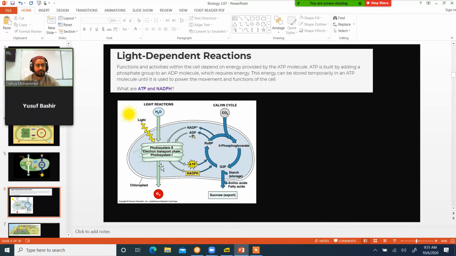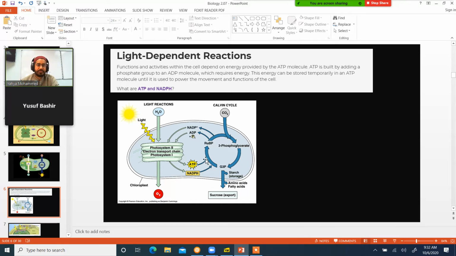We heard electron transport chain in the ATP cycle. In the ATP cycle? Close. Yusuf, where have you heard electron transport chain before? Inside mitochondria. Correct. So in cell respiration, right? Cell respiration, right? So in here, there's also going to be an electron transport chain.